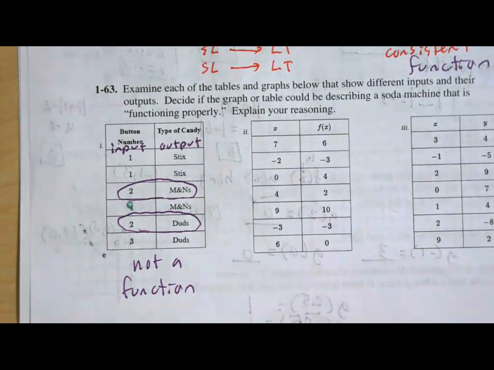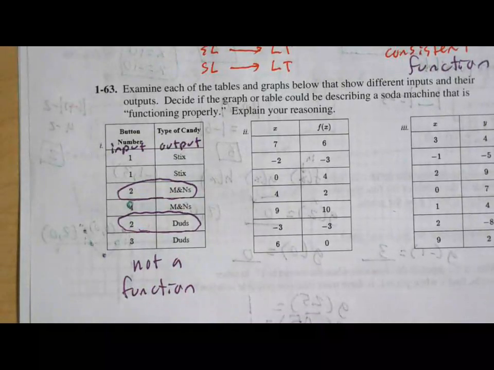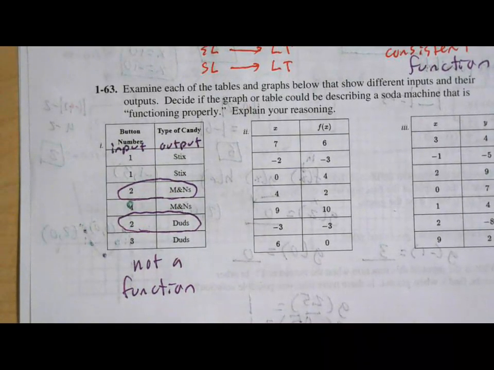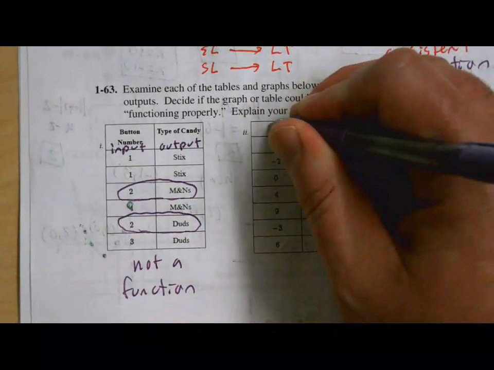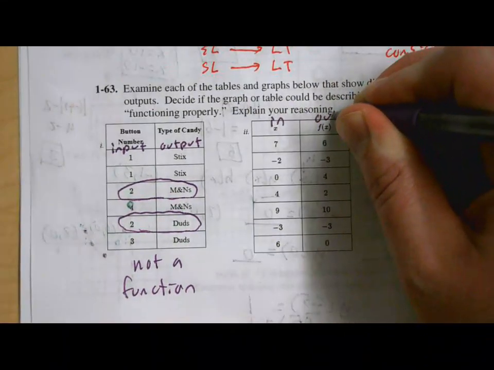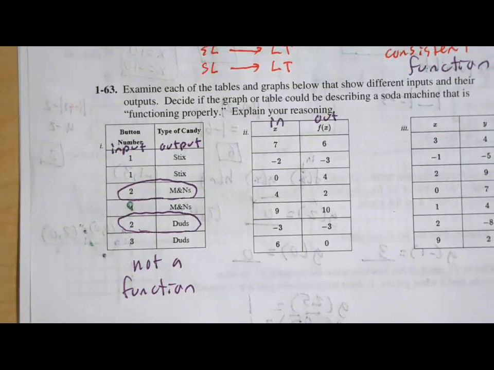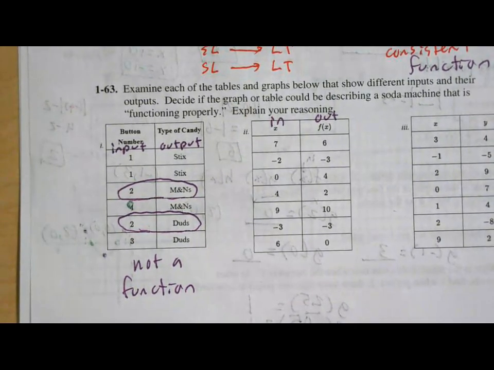Now this next one isn't a vending machine at all. This is where we're turning this kind of more mathematical. Again, I want you to think of this as inputs and outputs. Scan down through those numbers and see what you think about this one. Is this a function, yes or no?